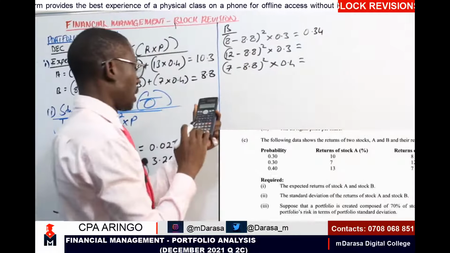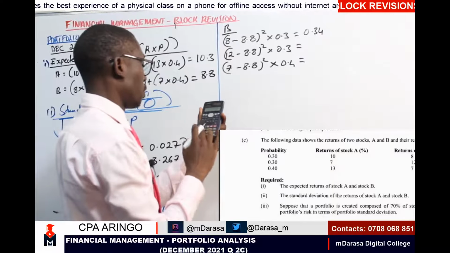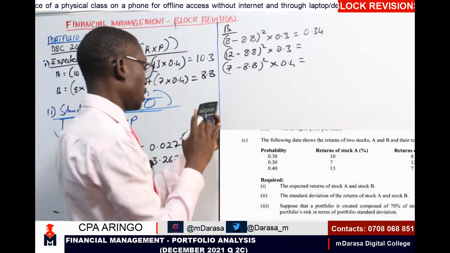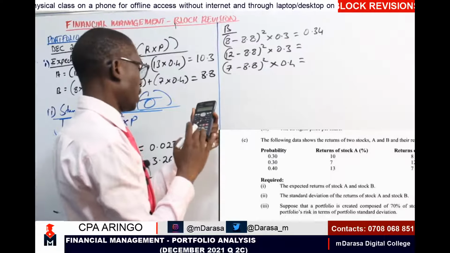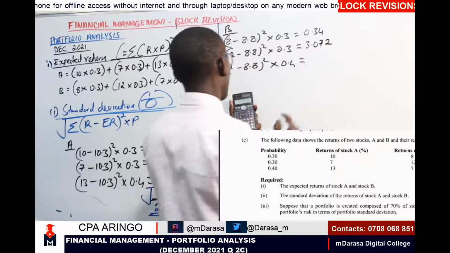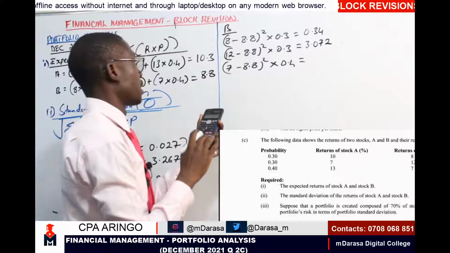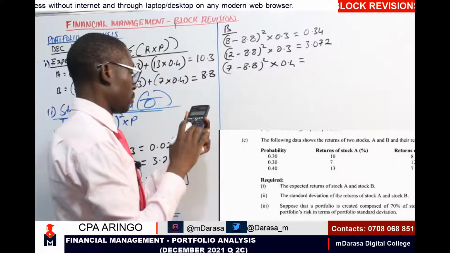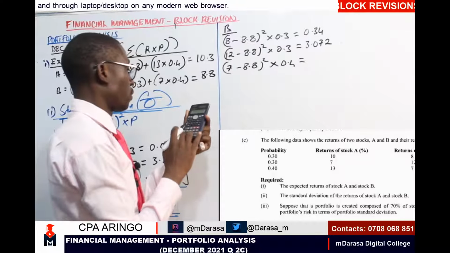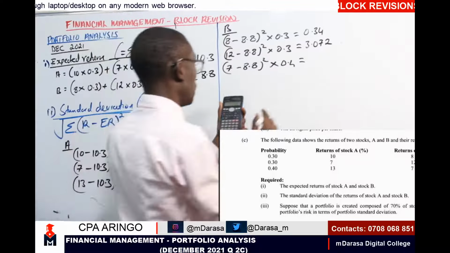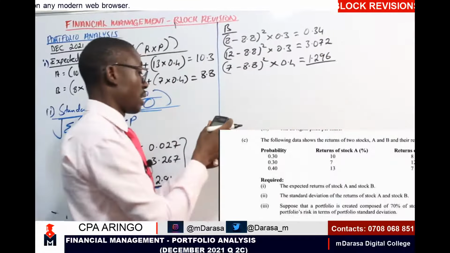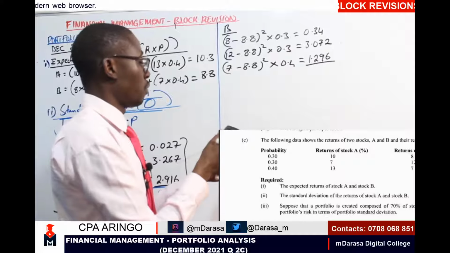The other one, I'm having 12 minus 8.8 squared times 0.3. Mwalimu is getting here 3.072. We do have, of course, 7 minus 8.8. We square that one times 0.4. In this case, we should get a figure of 1.296.